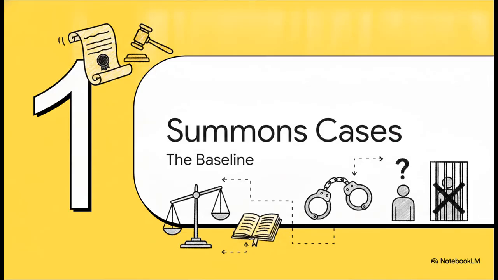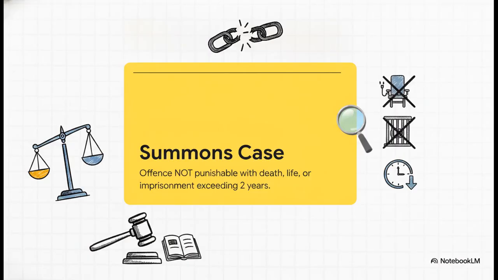Okay, so part one. Let's establish the baseline here with summons cases. So, Ahmed, to start us off, what exactly qualifies as a summons case under the Code of Criminal Procedure? Well, Section 4U of the CRPC actually defines a summons case by what it is not. It's defined by exclusion. So it's any offense that is not punishable with death, life imprisonment, or imprisonment exceeding 2 years. If the punishment hits that 2-year and under threshold, we follow this simpler, more streamlined baseline procedure, which is governed by Sections 251 to 259.